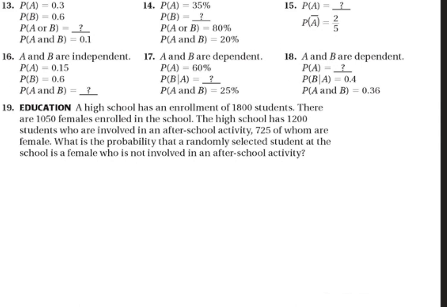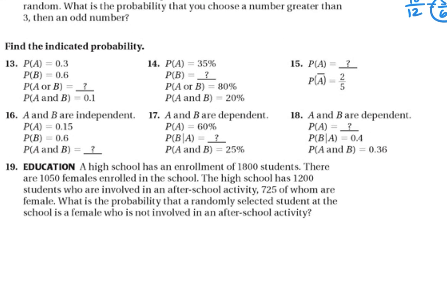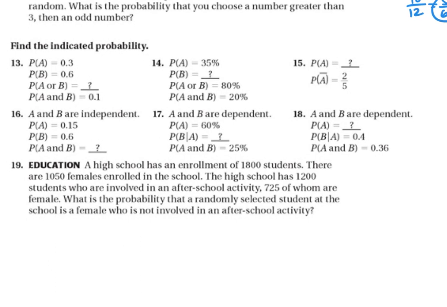For 13 through 18, you just have to subtract 1? 13 through 18, no, this isn't complement. You have to figure out your "and" or "or", and whether this would be independent or dependent. So like 13, 14, 15. I mean, there's not going to be a whole lot of this. You just kind of have to understand what you're doing here.